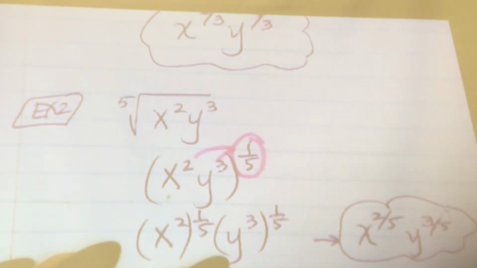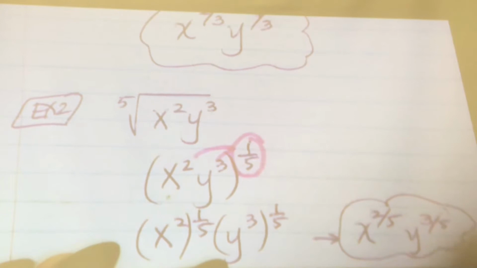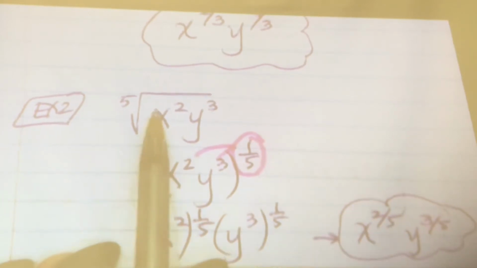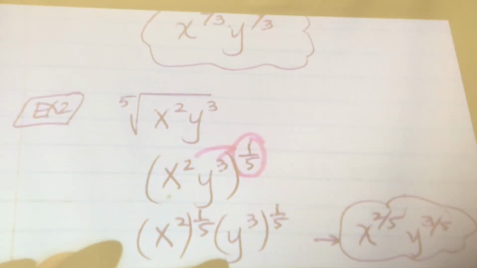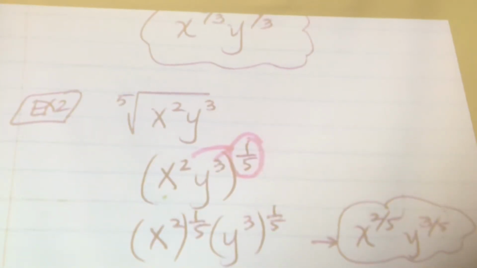So half of the homework, I'm going to give it to you as a radical, and you're going to write it for me as a rational exponent. The other half is I'm going to give it to you as a rational exponent, and you're going to write it as a radical. Let's do one more example, and then we'll do a doyo.